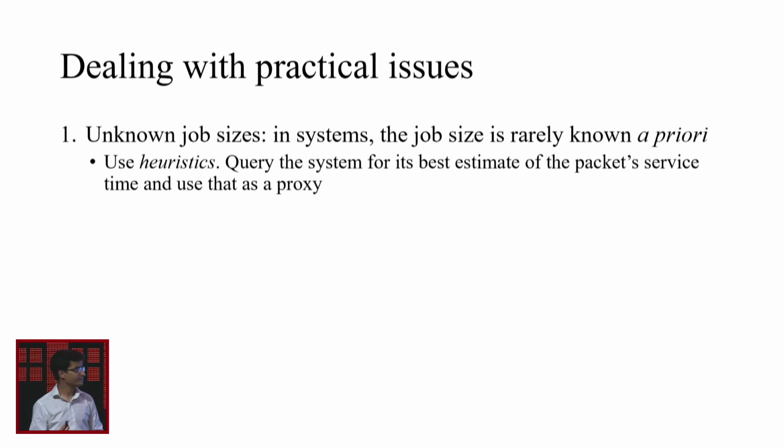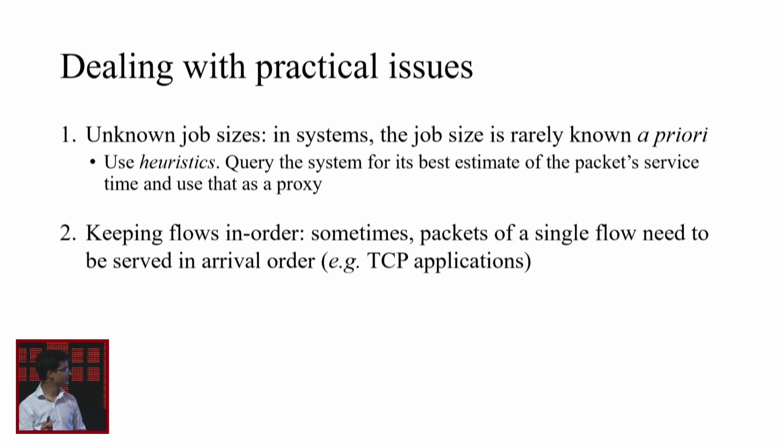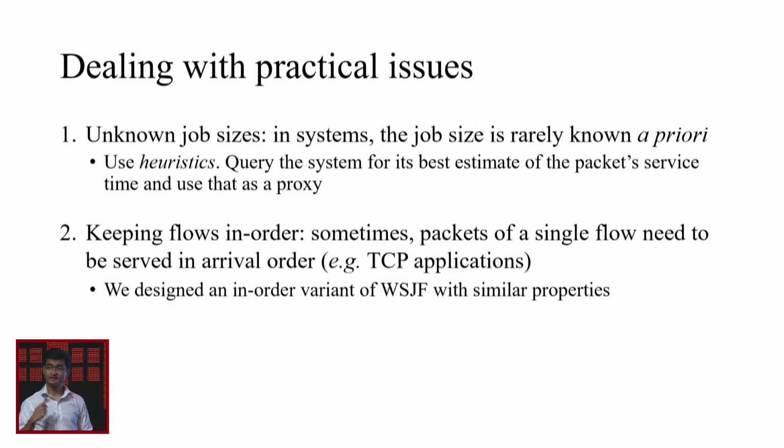So we effectively query the system for its best estimate of the packet service time and use that as a proxy for the true job size. Second, it turns out that keeping flows in order is sometimes important. For example, we know that TCP performance degrades significantly when we have out-of-order packet delivery. Weighted SJF doesn't guarantee in-order packet delivery, but we design an in-order variant of weighted SJF with similar properties.